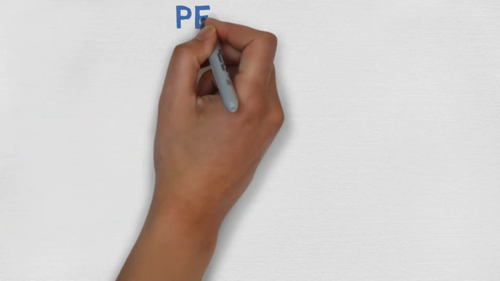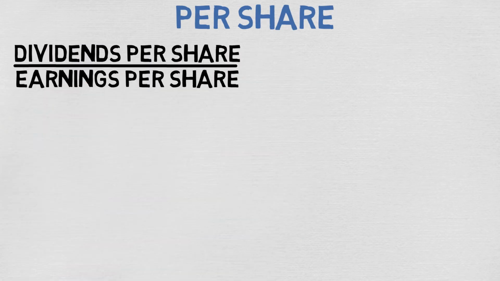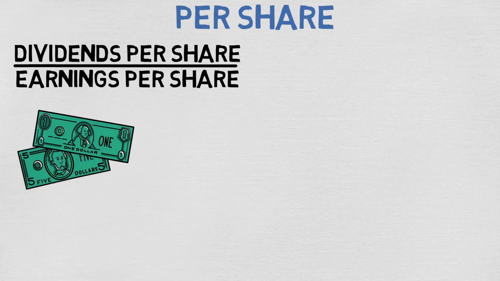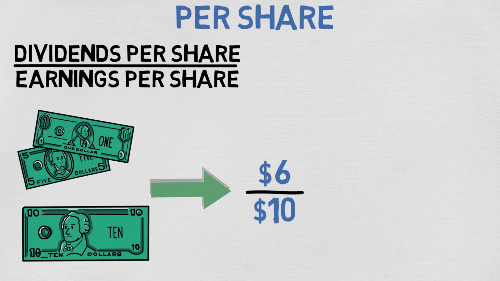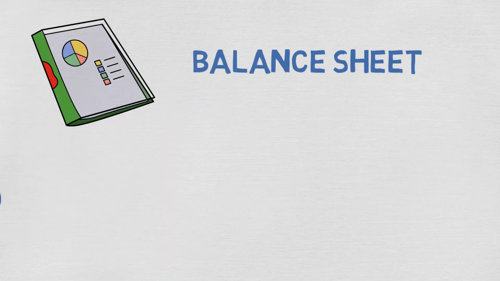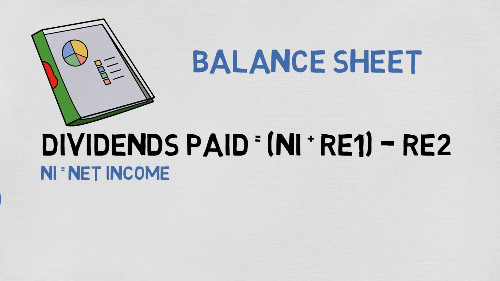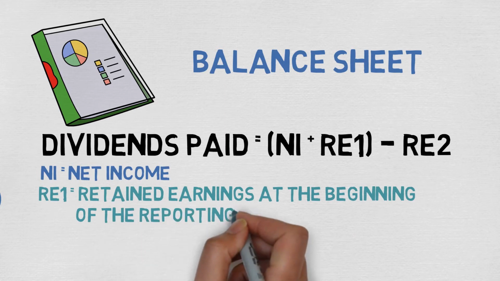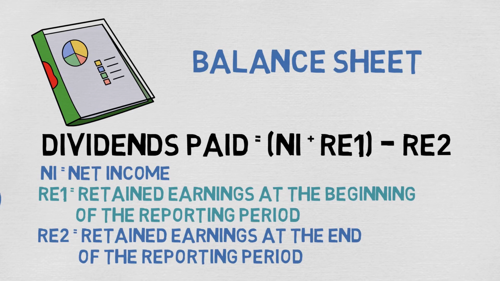You can also calculate the dividend payout ratio on a per share basis, meaning that you divide the dividends per share by the earnings per share. So if the dividends per share are $6 and the earnings per share are $10, the dividend payout ratio is $6 divided by $10, which is 60%. The dividends paid can also be found from the balance sheet. It is calculated with the following formula, where NI is the net income, RE1 is the retained earnings at the beginning of the reporting period, and RE2 is the retained earnings at the end of the reporting period.